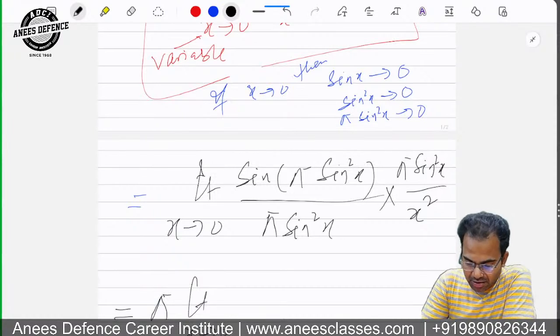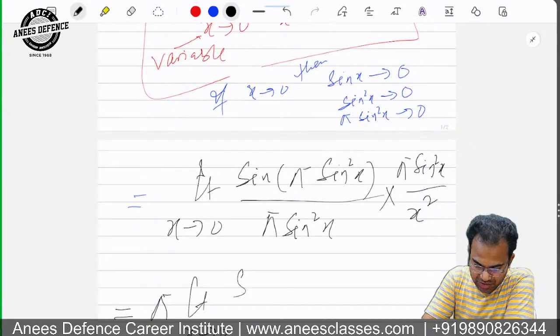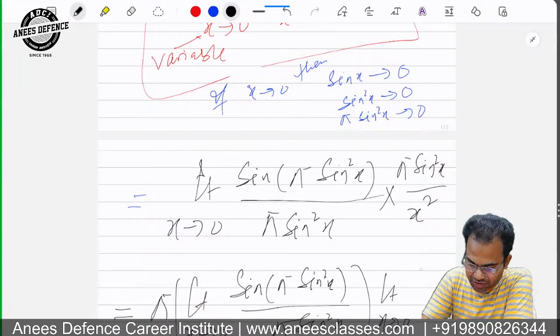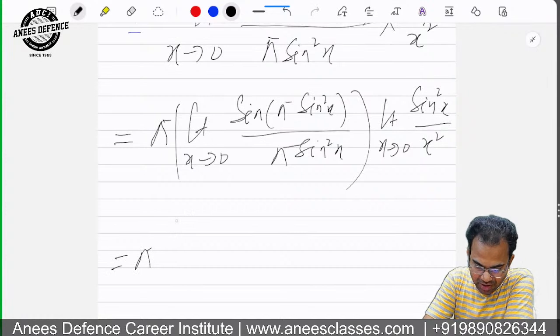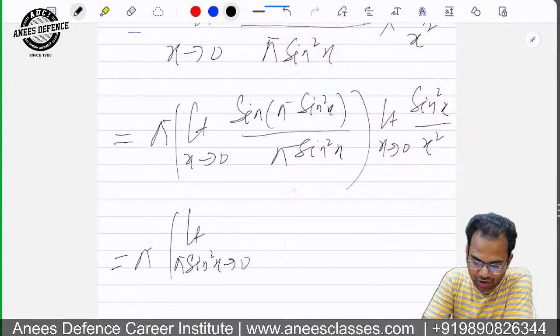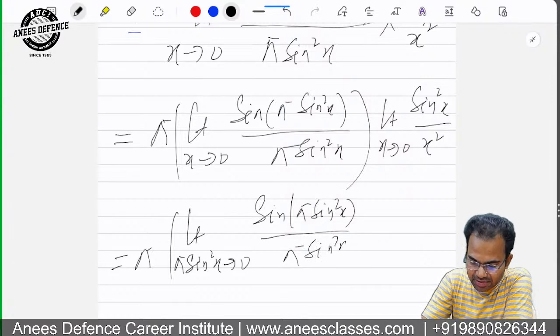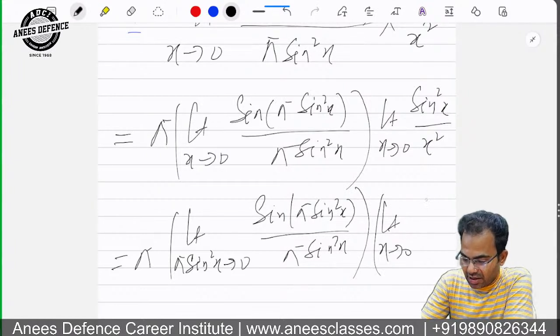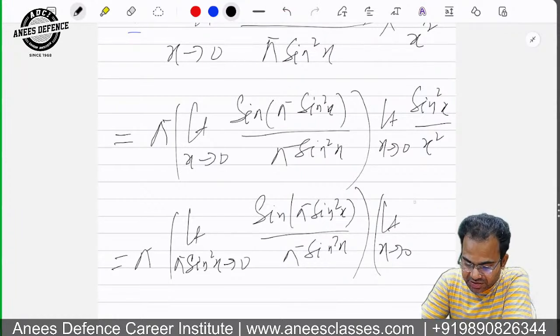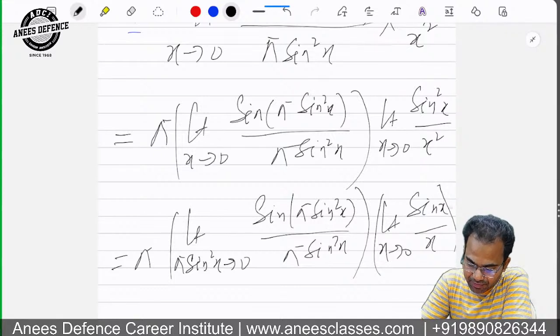So x tends to 0. I will find the limit separately. So sin pi sin square x upon pi sin square x, and limit x tends to 0, sin square x upon x square. Because x tends to 0, earlier I proved that pi sin square x tends to 0. So sin pi sin square x divided by pi sin square x, and limit x tends to 0, I can take inside the square. So limit x tends to 0, sin x upon x to the whole square. Right?